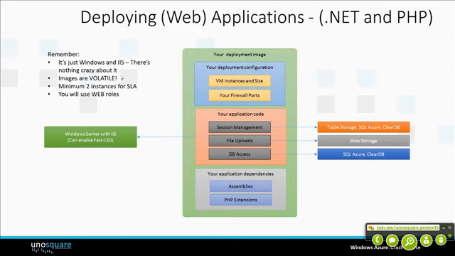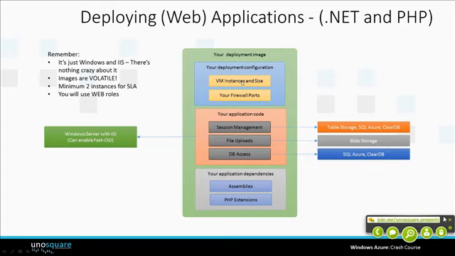So for .NET and PHP, again, we're going to use web roles. And our deployment image will have deployment configuration. It's just an XML file that will tell Windows Azure how many instances of the role we're going to instantiate and what the size of those instances are. We're going to look at that shortly too.